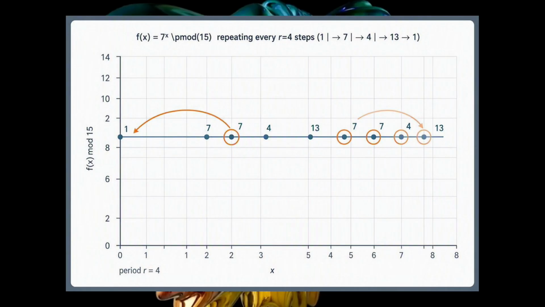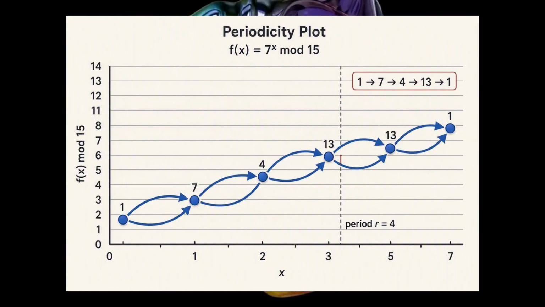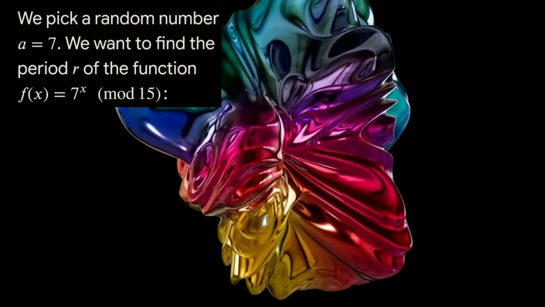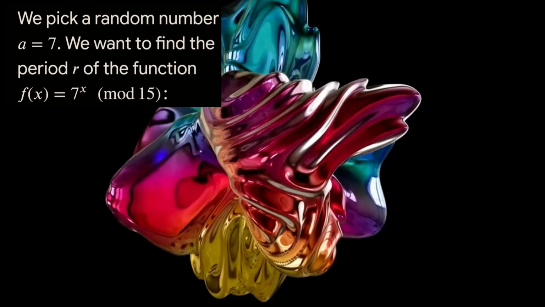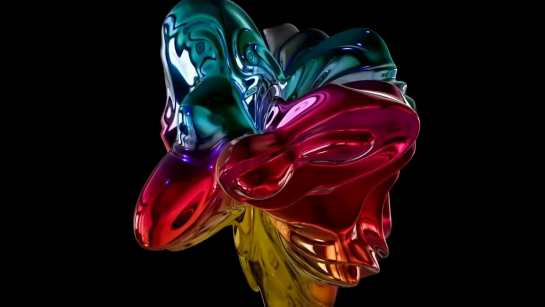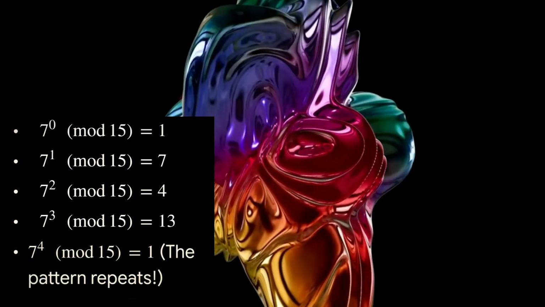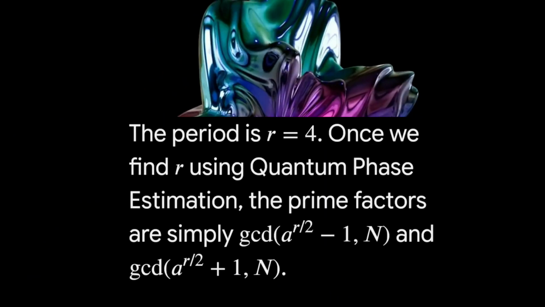Shor's algorithm doesn't guess factors directly, instead it turns factoring into a period-finding problem. We pick a random number a equals 7. We want to find the period r of the function f of x equals 7 to the power of x mod 15. The period is r equals 4.